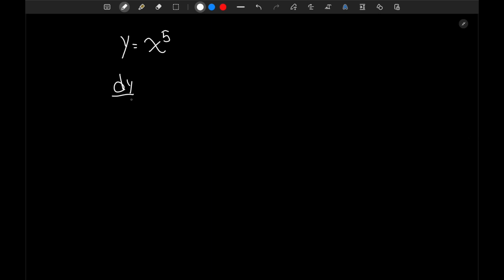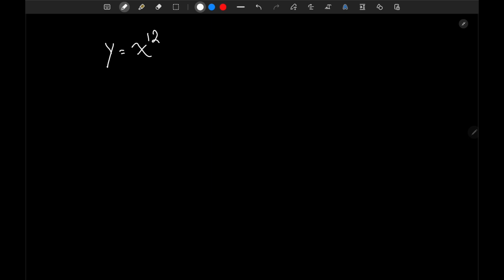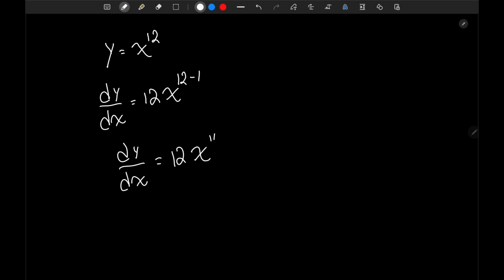To take the derivative of this function, we simply take the exponent, put it down in front, and then minus 1 from the exponent. So we are left with dy dx is equal to 5x to the power of 4. Similarly with this example, multiply by the exponent, subtract 1 from the exponent, dy dx is equal to 12x to the power of 11.